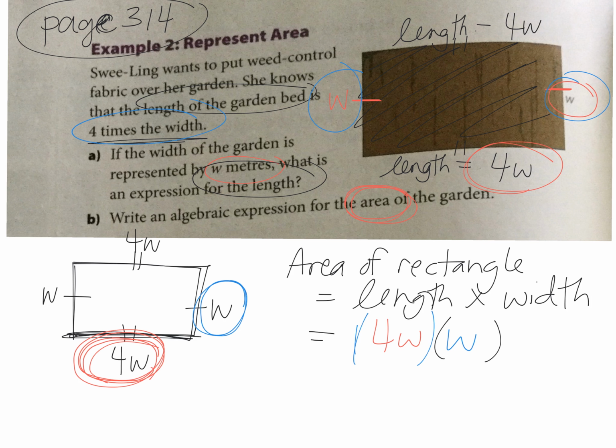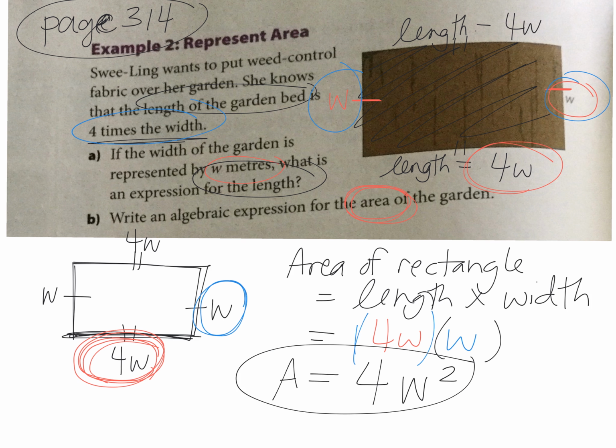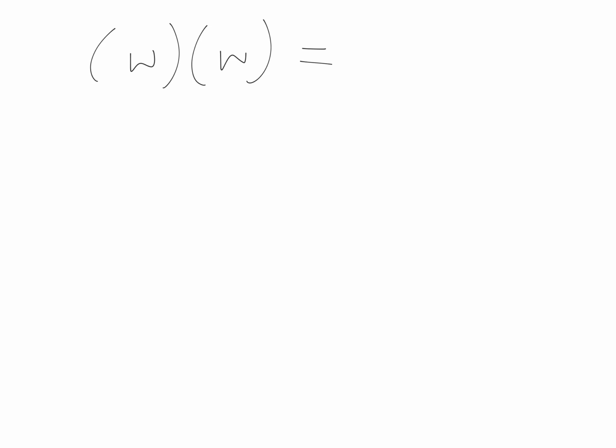We have to simplify this because that's not a simplified expression. I want you to simplify it. What is W times W? W to the power of, how many W's are there? 2. So this would be 4W to the power of 2. That's the answer. If I have 1 W and I multiply it by another W, I have W to the power of 2. What would this be? W times W times W.